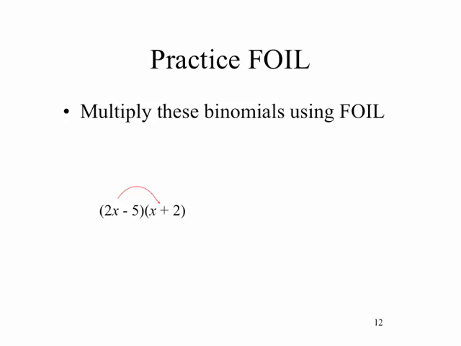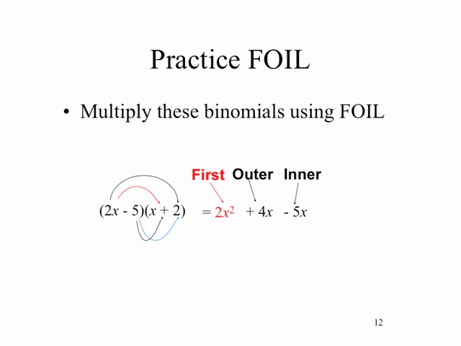Your first term should be 2x times x, that's 2x squared. Your outer terms should be 2x times 2, that's 4x. Your inner terms should be negative 5 times x, that's negative 5x. And your last terms should be negative 5 times 2, that's negative 10. When you combine the outer and inner, the OI in FOIL, you should get 2x squared minus 1x minus 10.